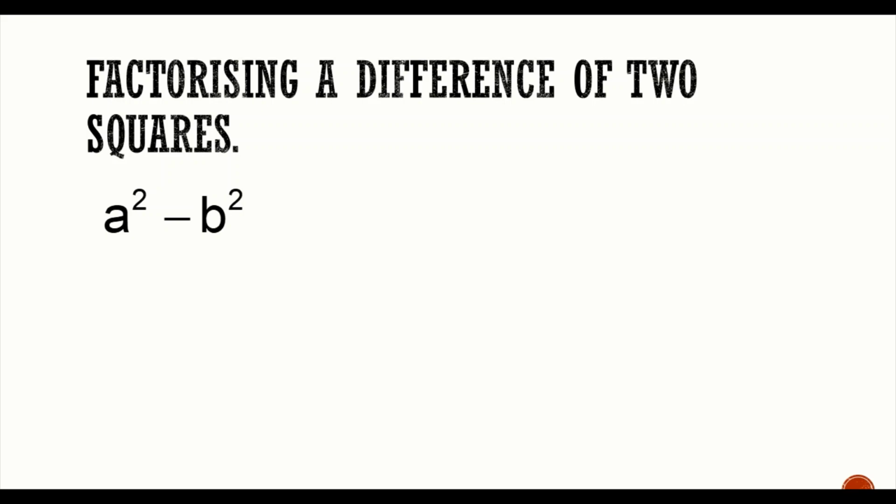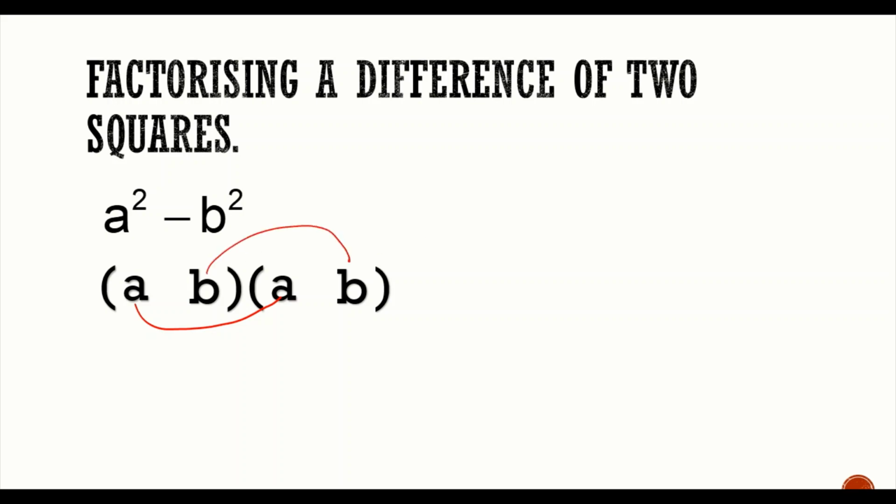The way that you factorize a difference of two squares is you open two brackets, you take the square root of the first square. So the square root of a squared is a. So a times a will give you a squared. If you were to multiply a with this a, you get a squared. And then b times b will also give you b squared.